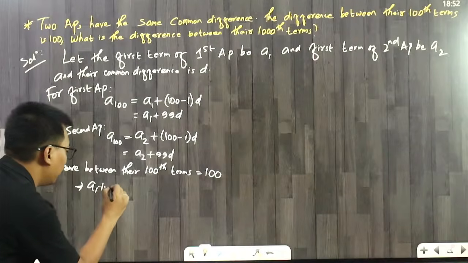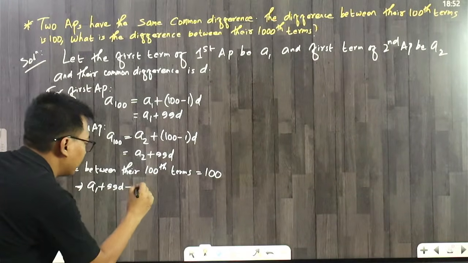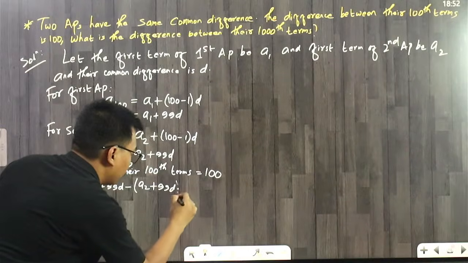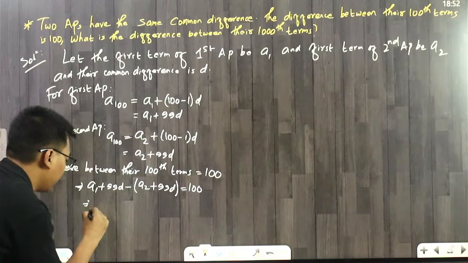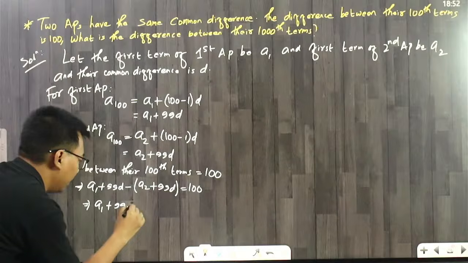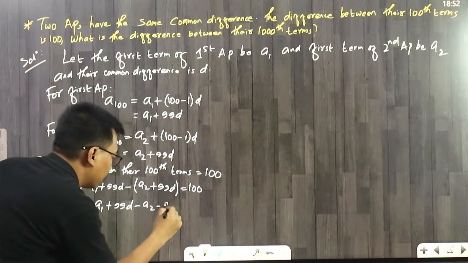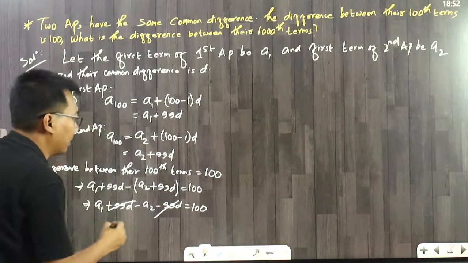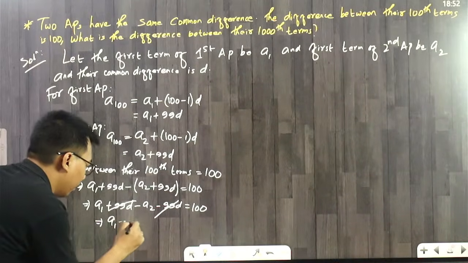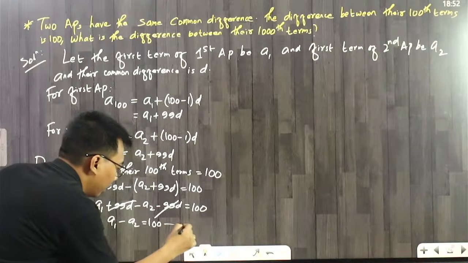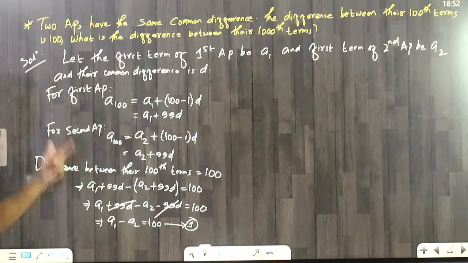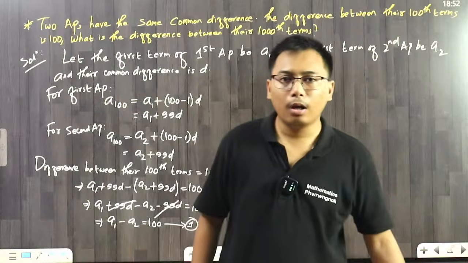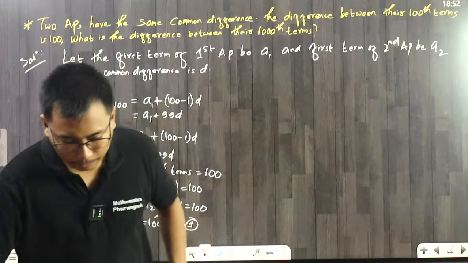So A1 plus 99D minus (A2 plus 99D) is equal to 100. So A1 plus 99D minus A2 minus 99D is equal to 100. The plus 99D and minus 99D cancel each other. We get A1 minus A2 is equal to 100. Let's keep this as equation 1. Up to here I think it's clear. Is it clear up to here?